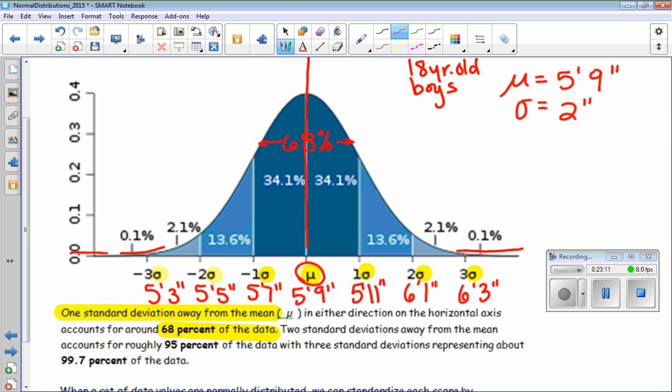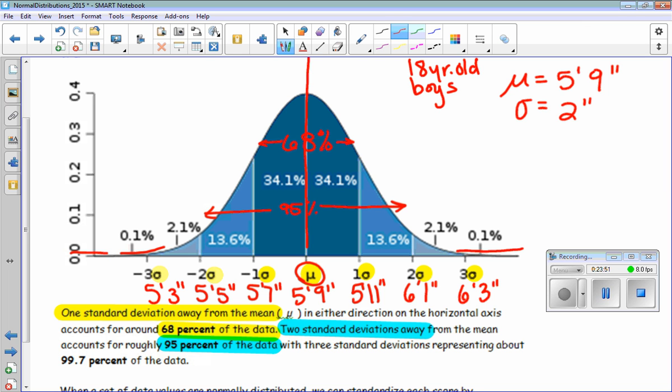Okay? What's the next percentage that you see? Well, 2 standard deviations away from the mean is 95% of the data. So 95% of 18-year-old boys are between 5'5" and 6'1". 95% of us. If I lined up 100 18-year-old boys, 95 out of those 100 would be between those 2 heights if we knew that they were normally distributed.